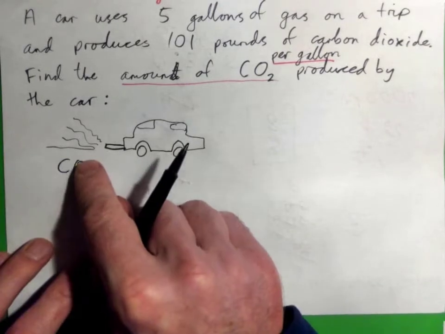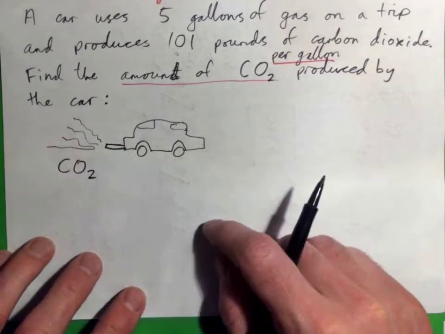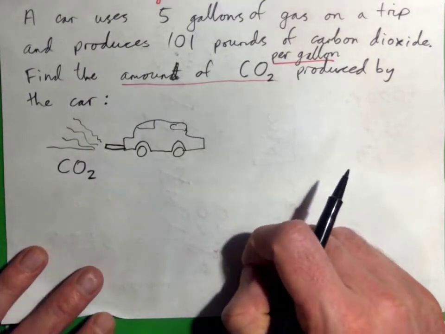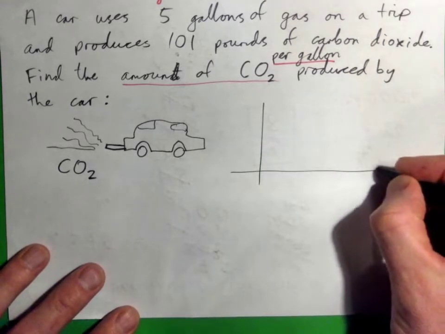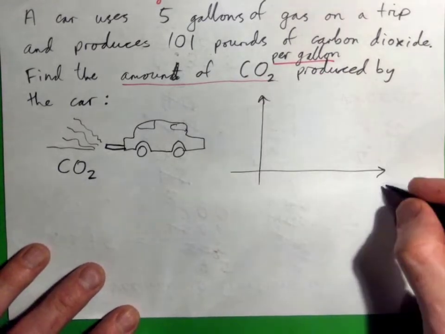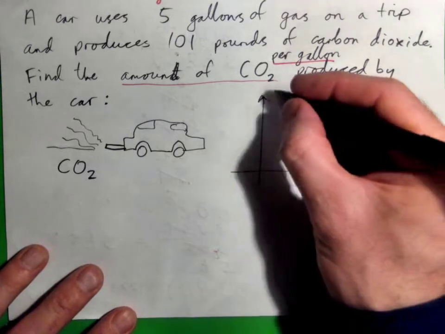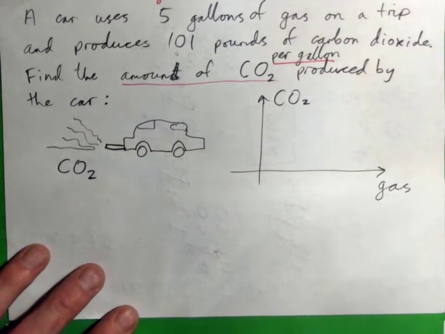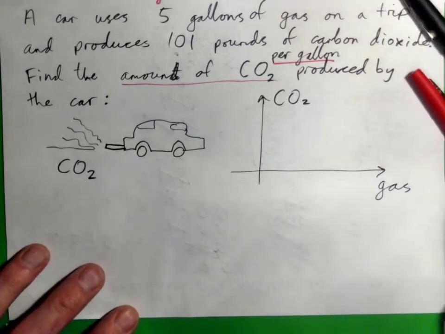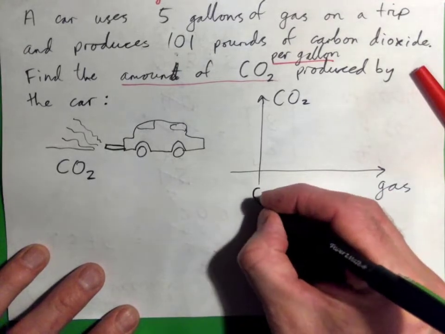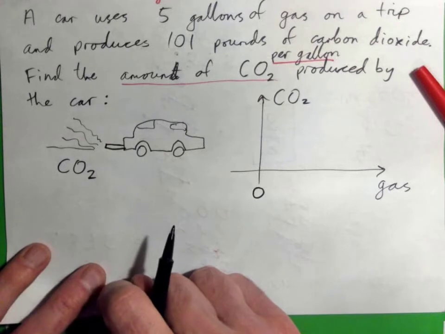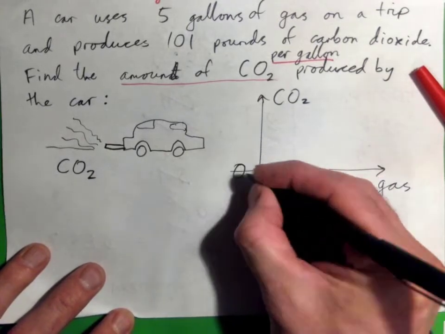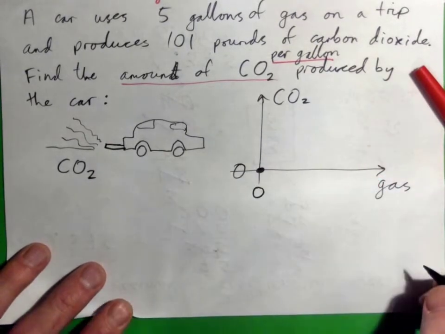How do you get fumes to come out of a car? You burn it. You burn the gas. Gas, carbon dioxide. What if you don't turn the car on at all? If you use no gas at all, how much carbon dioxide will come out of the tailpipe? 0 carbon dioxide comes out of the tailpipe.